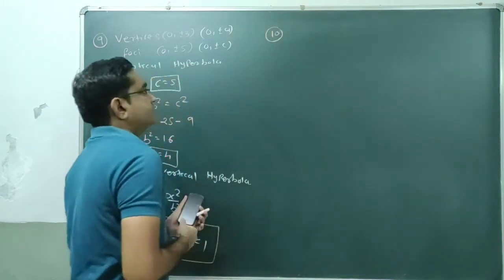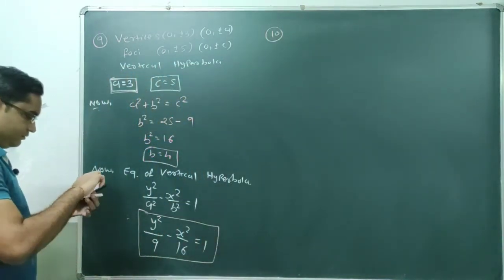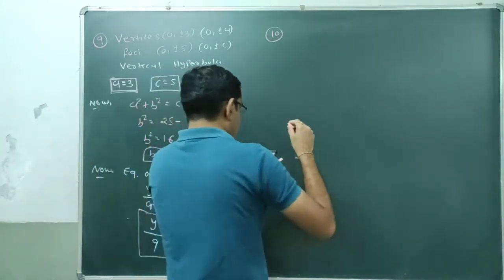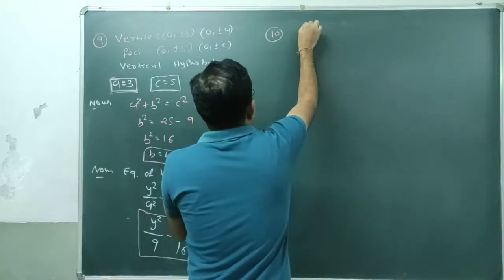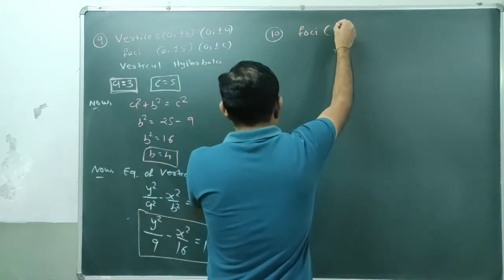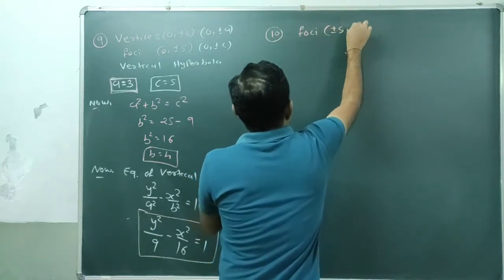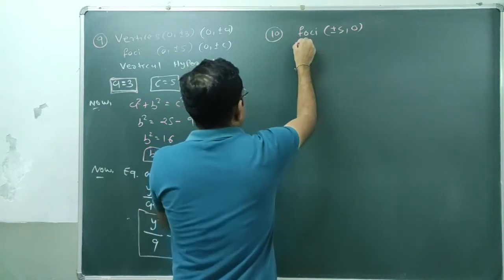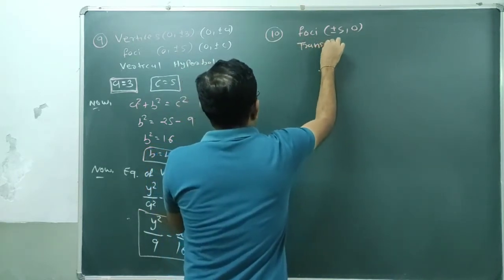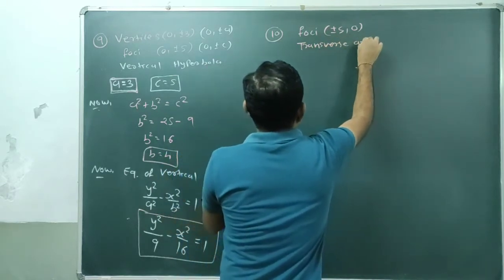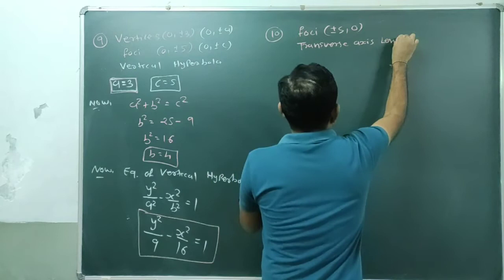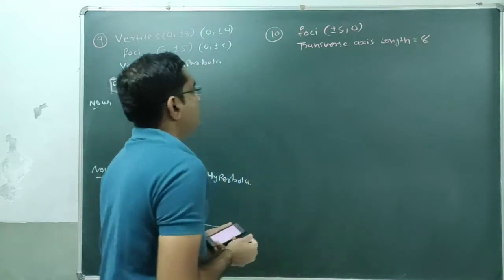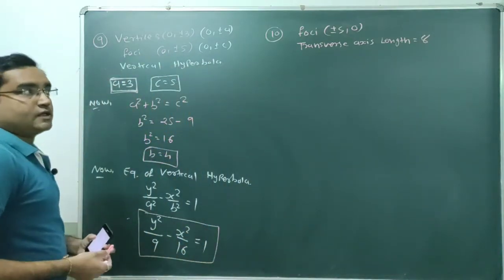10th. Question number 10. Again same as the previous question, no, a little different. So here conditions are given. Conditions of hyperbola are foci, coordinates of foci are given plus or minus 5, 0. Done. And the second condition is the transverse axis length, which is given as 8. So instead of giving the vertices, we are given the transverse axis length.